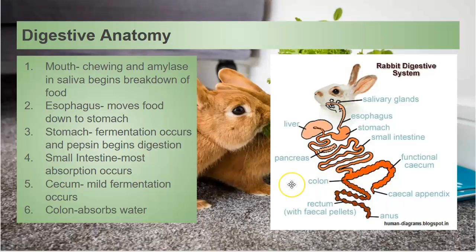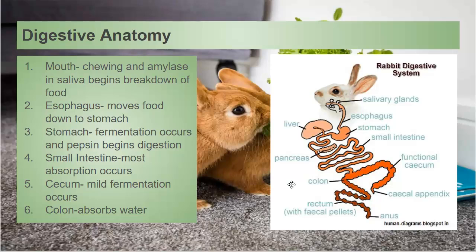So starting with the mouth, this is where the chewing starts with breaking down any type of nutrients, and there is amylase in the saliva, which begins to break down the food. The esophagus is responsible for moving the food down to the stomach. The stomach is where fermentation occurs and pepsin begins digestion.